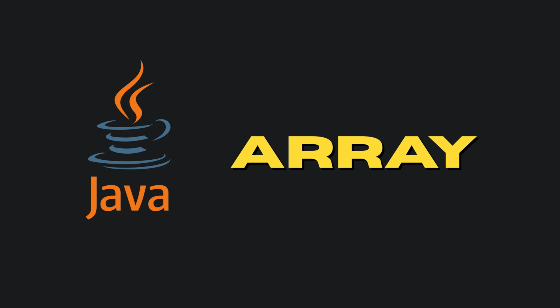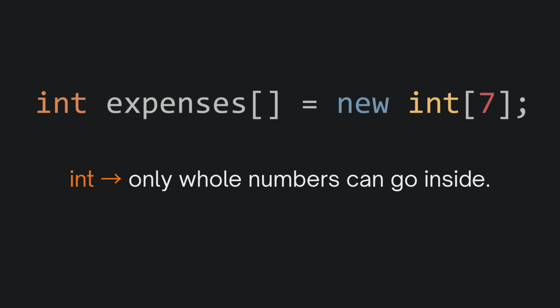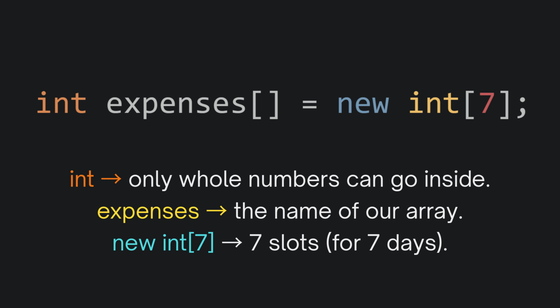So how to make an array? int[] expenses is equal to new int[7]. This means in this array we will only store int numbers. Expenses is the name of our array. New int[7] is 7 slots for 7 days.